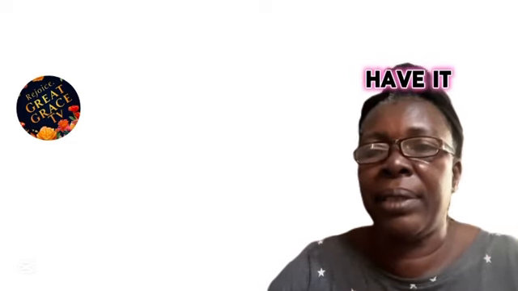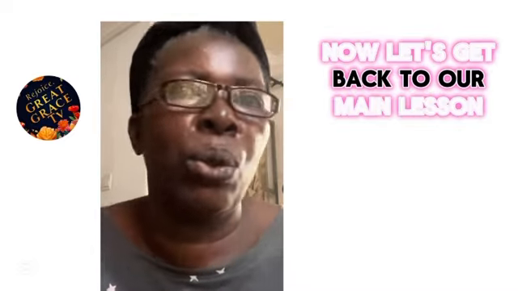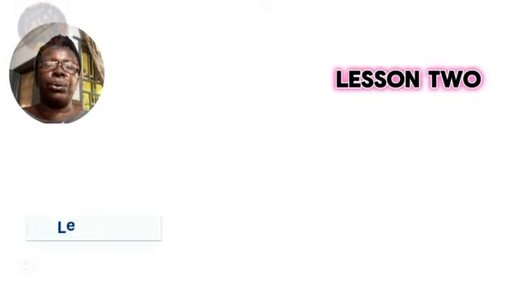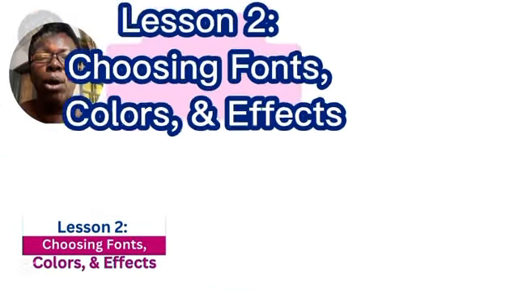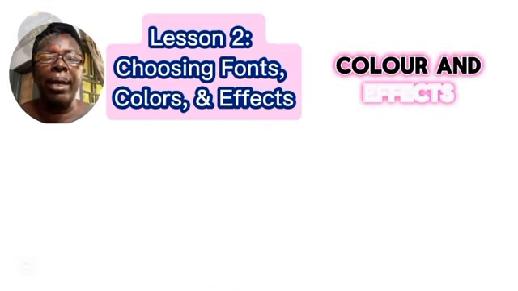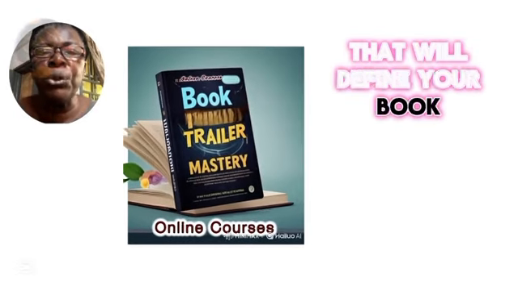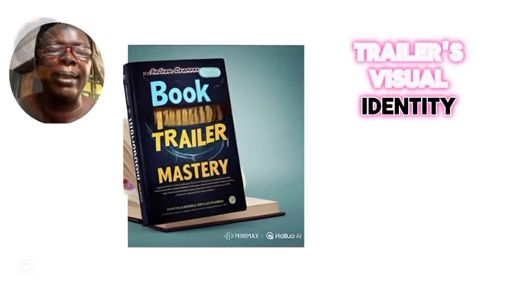There you have it. Now let's get back to our main lesson and continue building our DIY book trailer in Canva. Let's move on to choosing the right design elements. Lesson 2. Choosing fonts, colors, and effects. In this lesson, we'll focus on selecting the fonts, colors, and effects that will define your book trailer's visual identity.